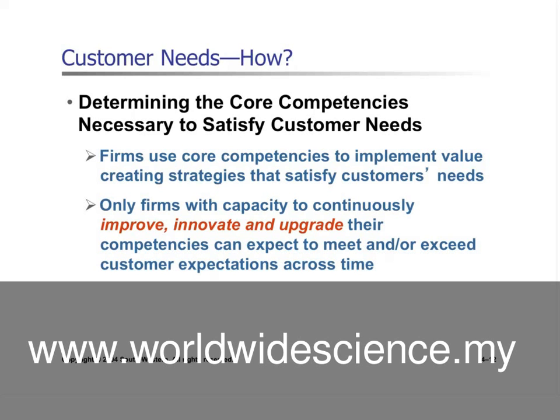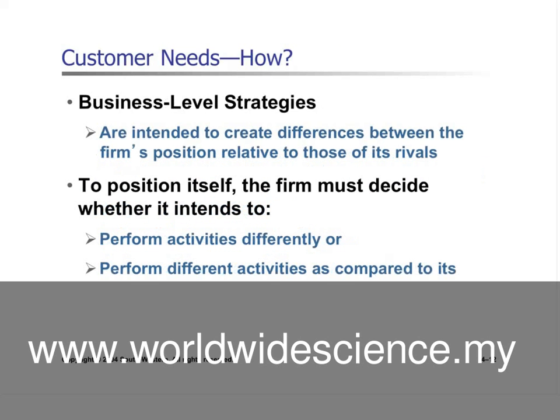And then types of business level strategy. Okay, we have different types of business strategies. Business level strategies are intended to create differences between the firm's position relative to those of its rivals. So basically, business strategy is what makes you different from your rivals, from your competitors.